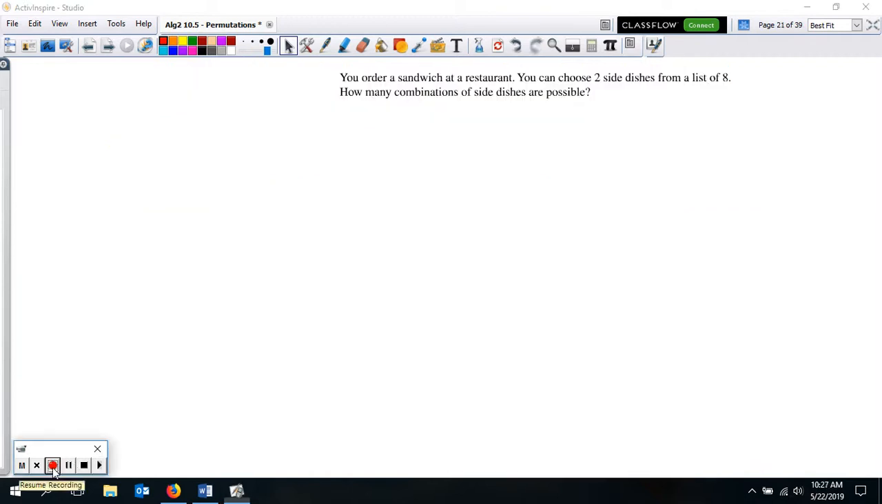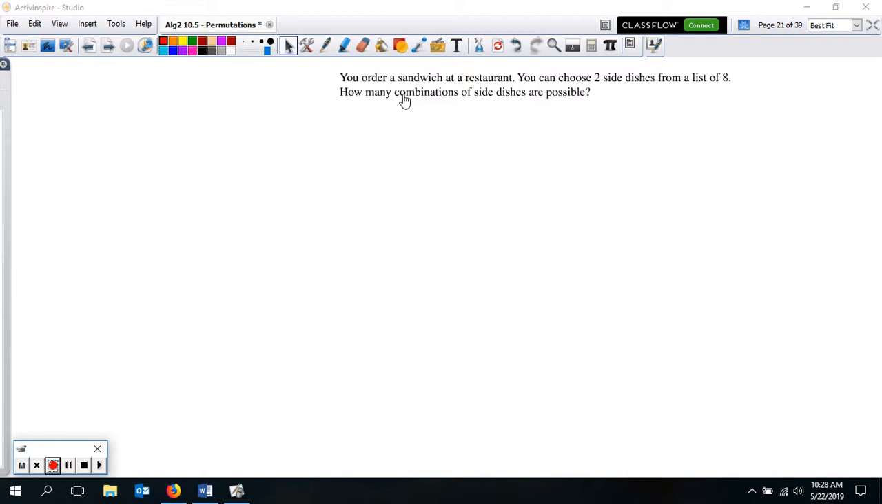Here's another one. This one says you order a sandwich at a restaurant. You can choose 2 side dishes from a list of 8. How many combinations of side dishes are possible? And notice what they use. They use the word combinations right there. So that's a clue that you're doing a combination and not a permutation.